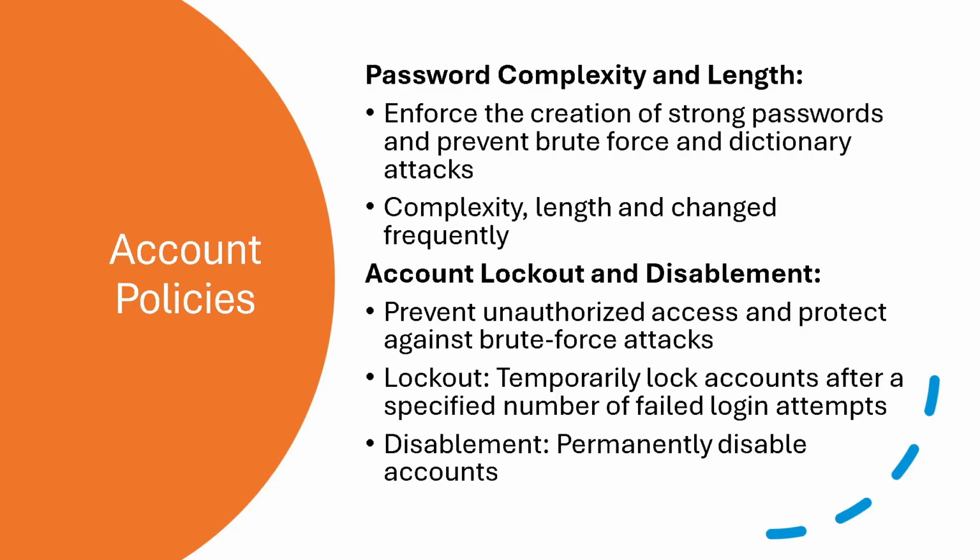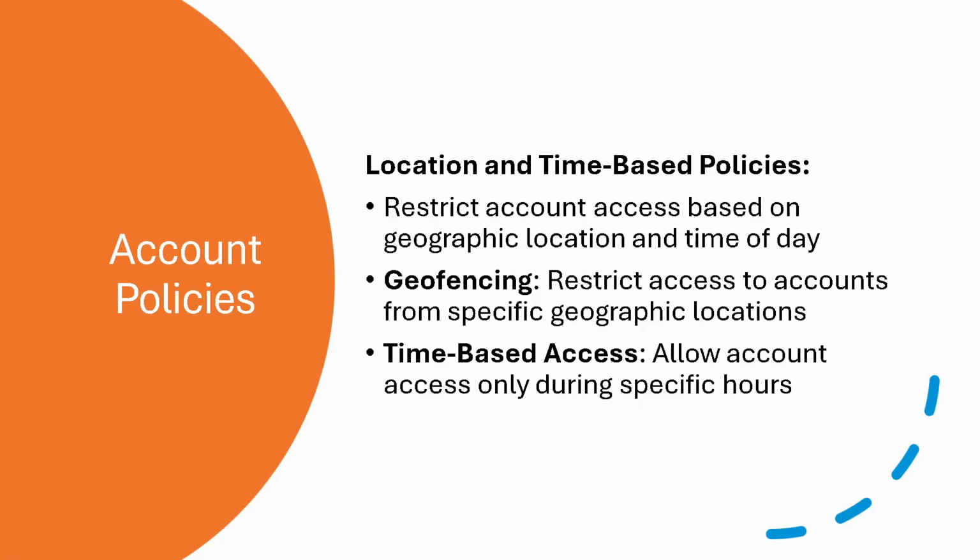Account lockout and disablement. Account lockout prevents unauthorized access and protects against brute force attacks, in which case it can lead to either a lockout or disablement. Lockout is a temporary lock on an account put after a specified number of failed login attempts, whereas disablement permanently disables the account. Location and time based policies. These policies restrict account access based on geographic location and the time of day. Access may be restricted to accounts from specific geographic locations or may be allowed only during certain hours.